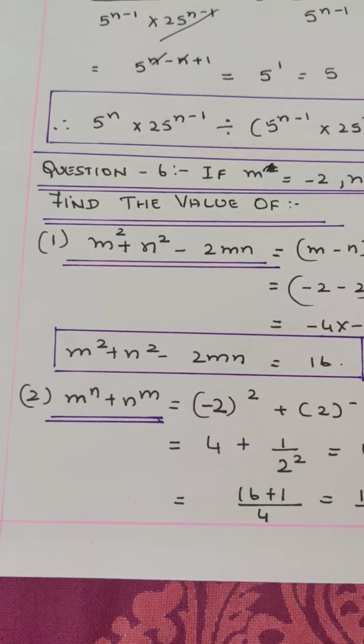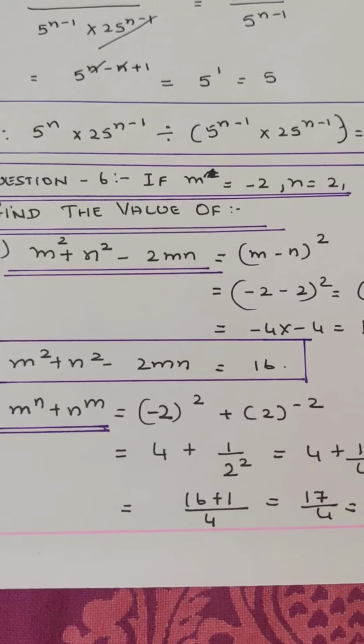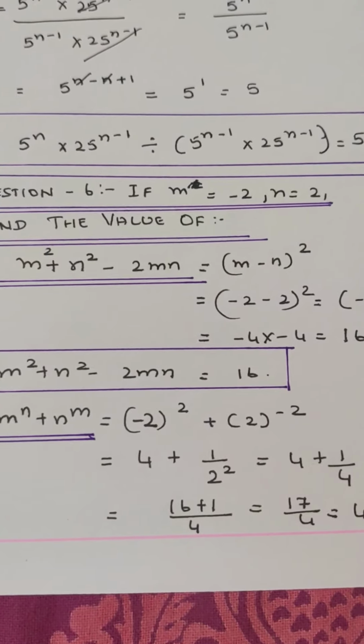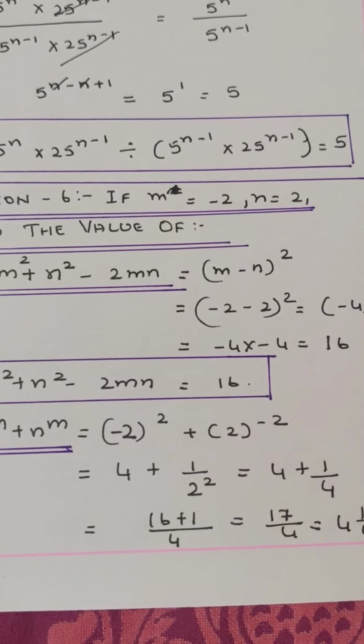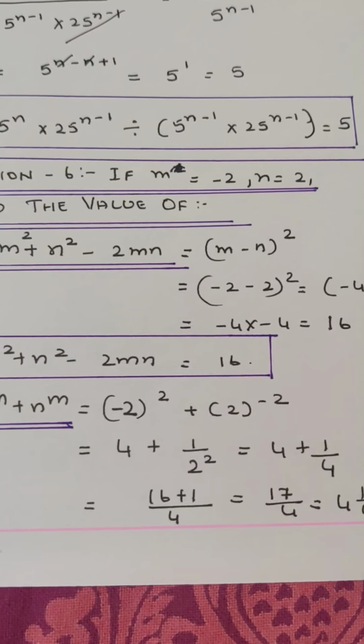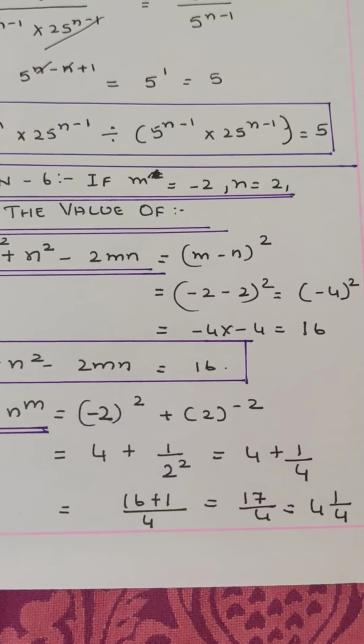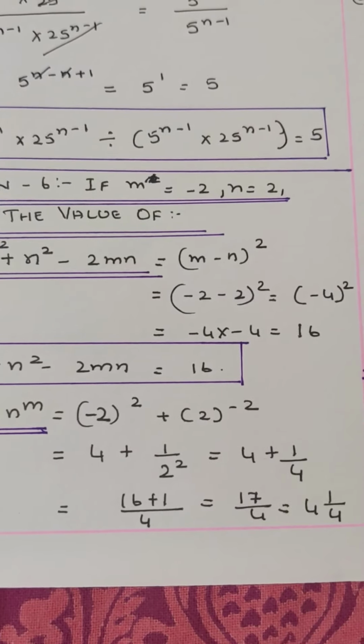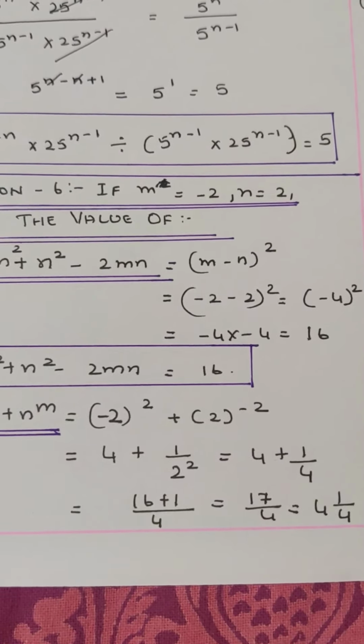Next, m to the power of n plus n to the power of m is equal to minus 2 to the power of 2 plus 2 to the power of minus 2. This becomes 4 plus 1 by 2 square. This becomes 4 plus 1 by 4. LCM is 4. So 16 plus 1 by 4, 17 by 4. That is equal to 4 1 by 4 as a mixed fraction.